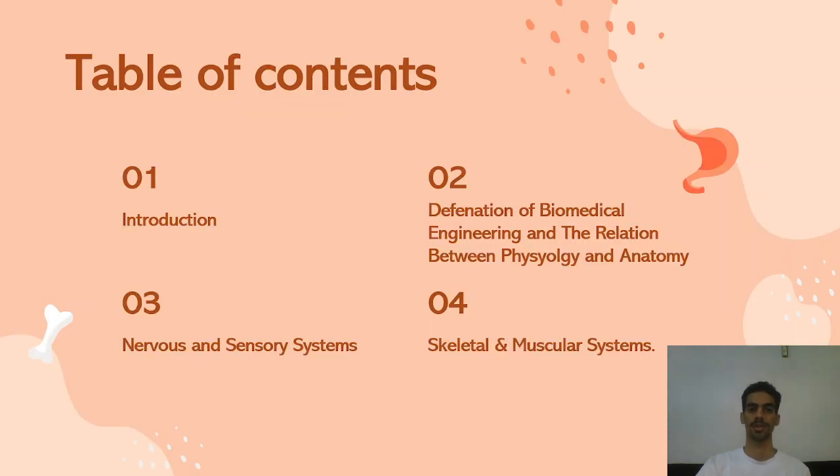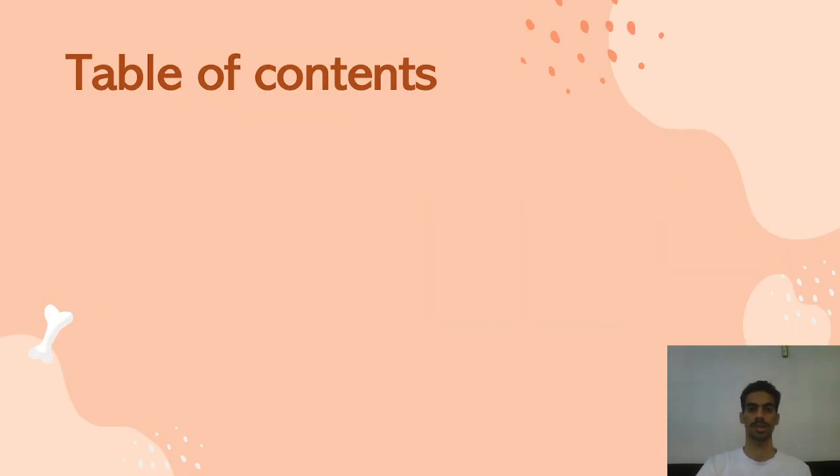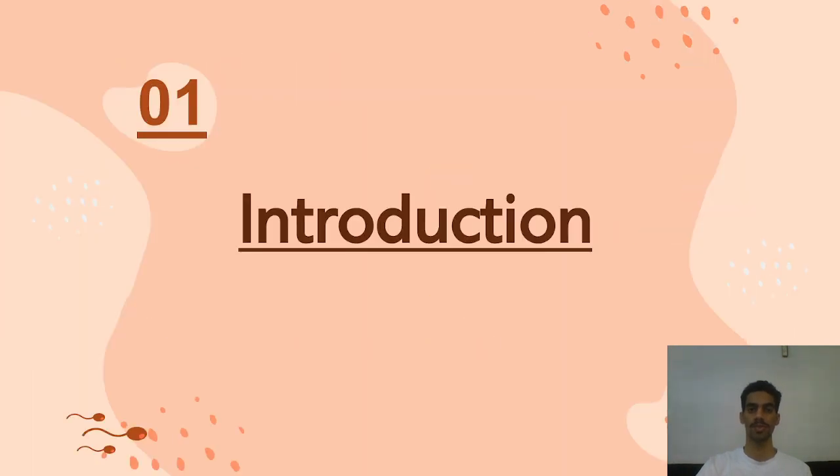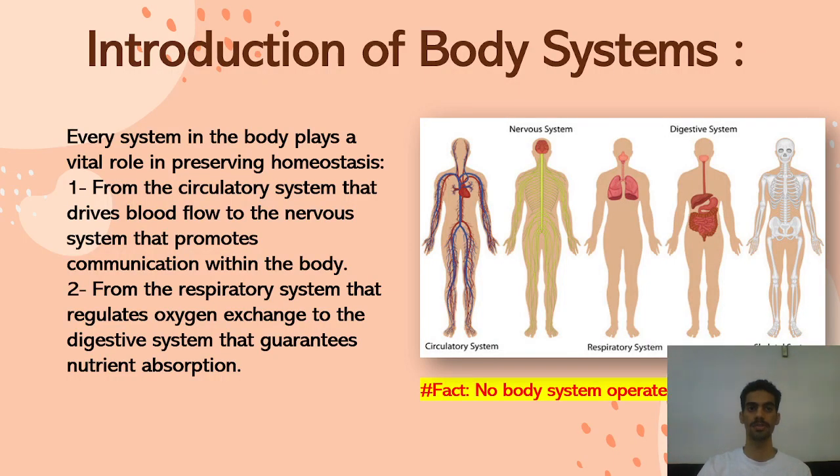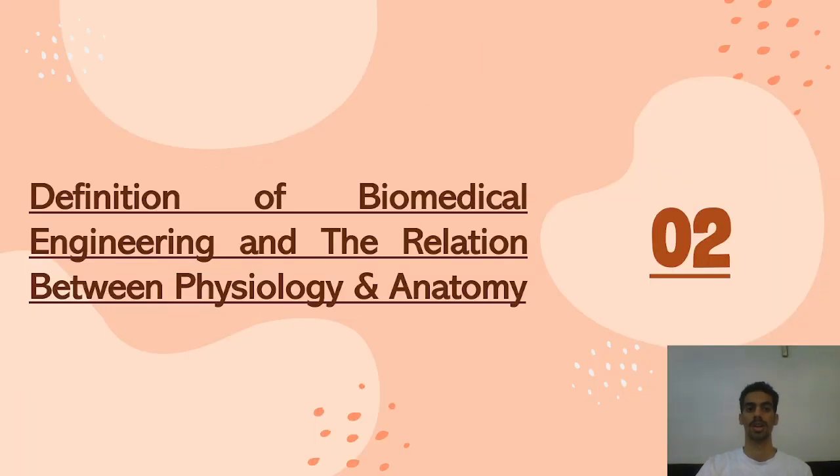Start with our table of contents and here are our topics. The introduction of the body system. Every body system plays a vital role in producing homeostasis.